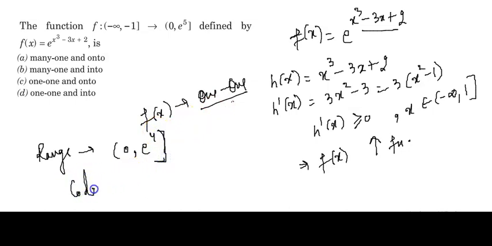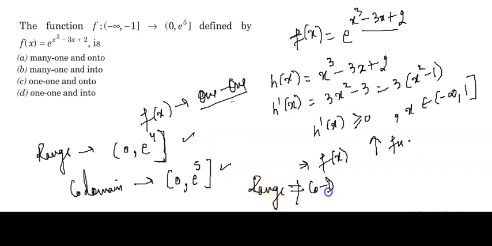But the codomain here is 0 to e⁵. Now the range is not equal to the codomain, and whenever the range is not equal to the codomain, the function is not onto. The condition for an onto function is that the range should be equal to the codomain, but in this case it is not, so the function is not onto. So the correct answer to this question is option D: the function is one-one but into.